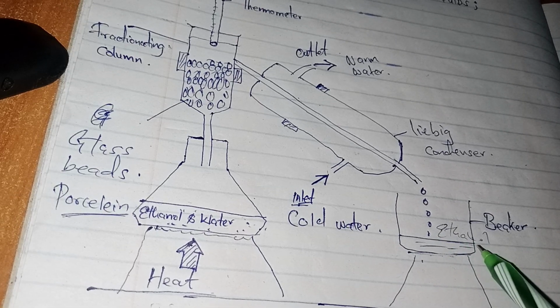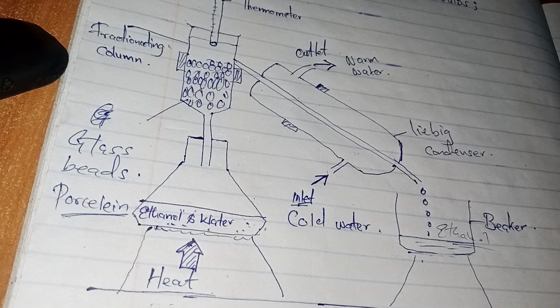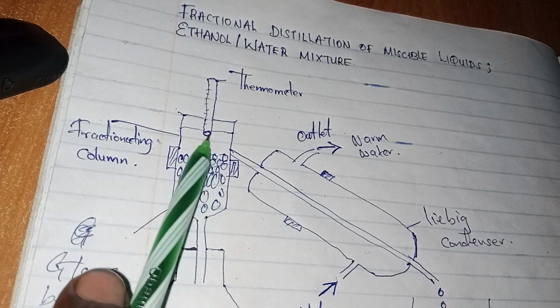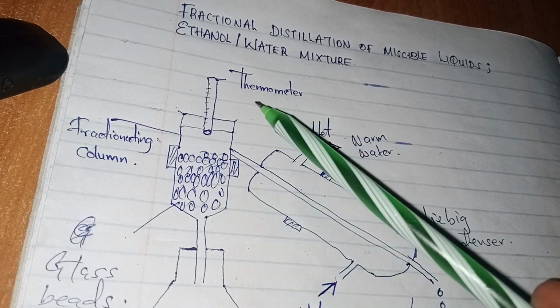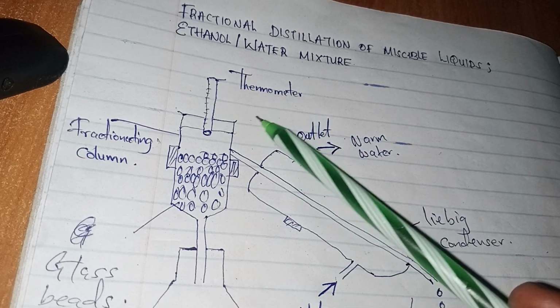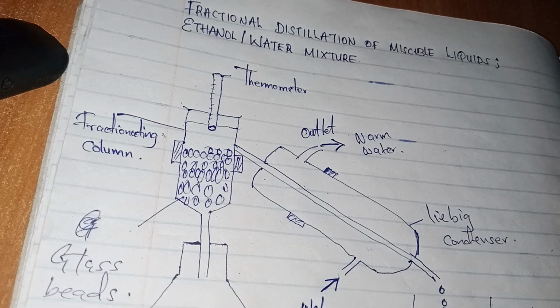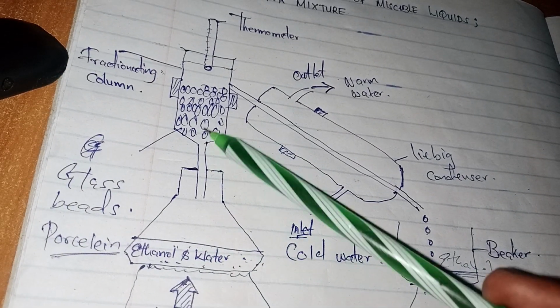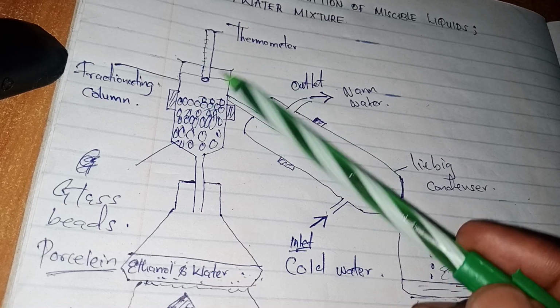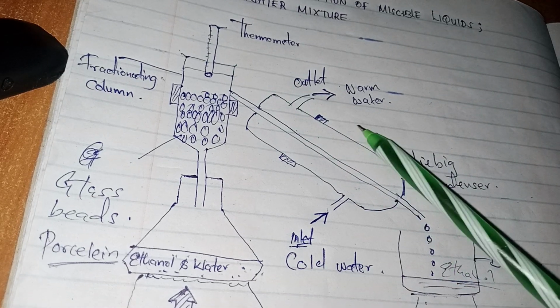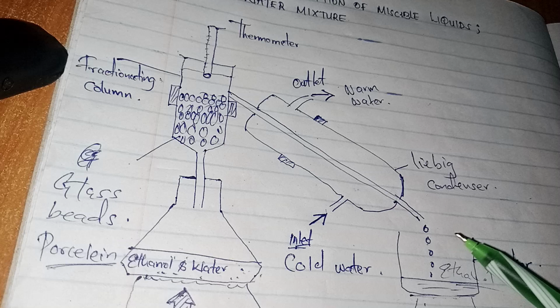And we can confirm it is ethanol that has distilled first, because at the thermometer, when ethanol was being distilled, you will find that the temperature stays at 78. When it is time for water to be distilled, you will find that the temperature will rise up to 100 degrees centigrade.